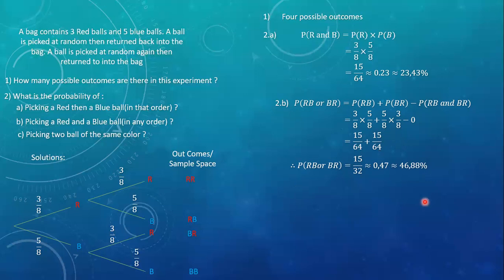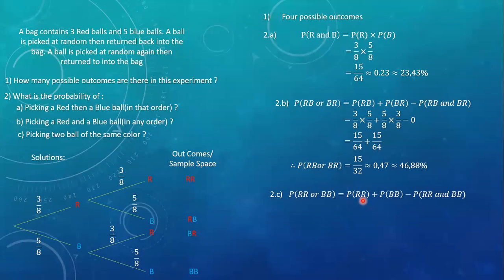Right? The last question says, picking two balls of the same color. And we know that for us to have balls of the same color, we can either have red, red, or blue, blue, right? Since we have an "or" in our statement, it means that we are going to use the sum rule, right? And the sum rule says that it is the probability of red, red plus blue, blue, because red, red and blue, blue have the same color. This one was having different colors. This one is having the same color, right?